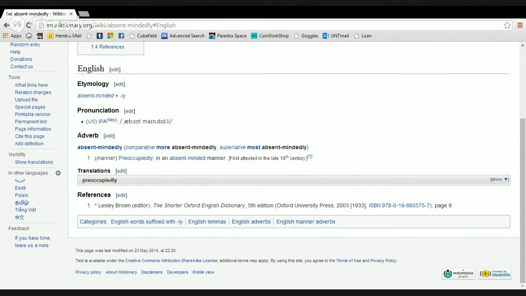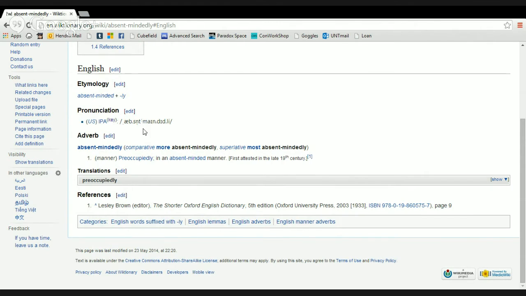It's made up of several other components. It's absent, which means to be gone. You're not here. And then mind, as in your brain. And then didly makes it basically an adjective. So it's like your brain's not there. You're not thinking. Absent-mindedly. It's a pretty tricky word. It's a big word.